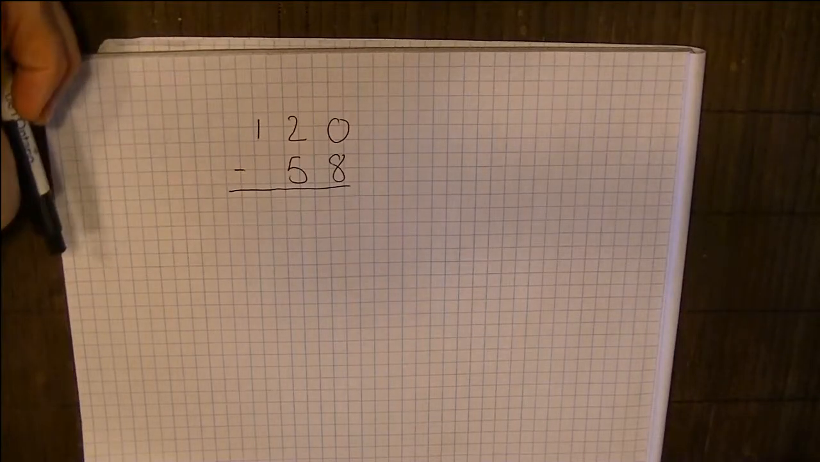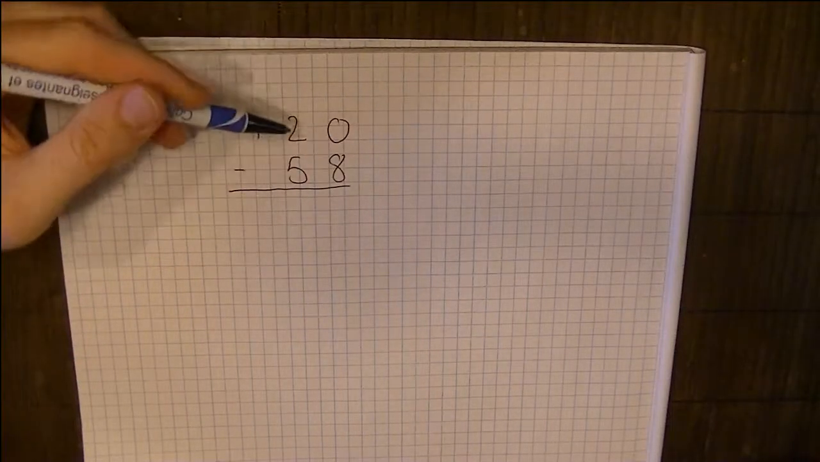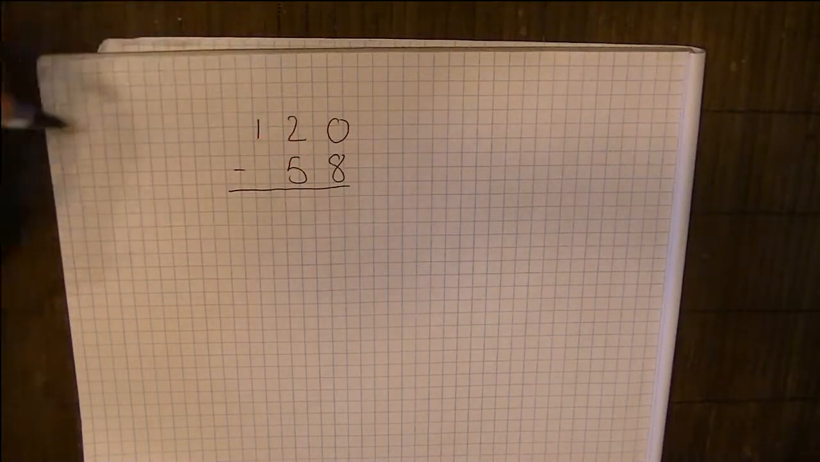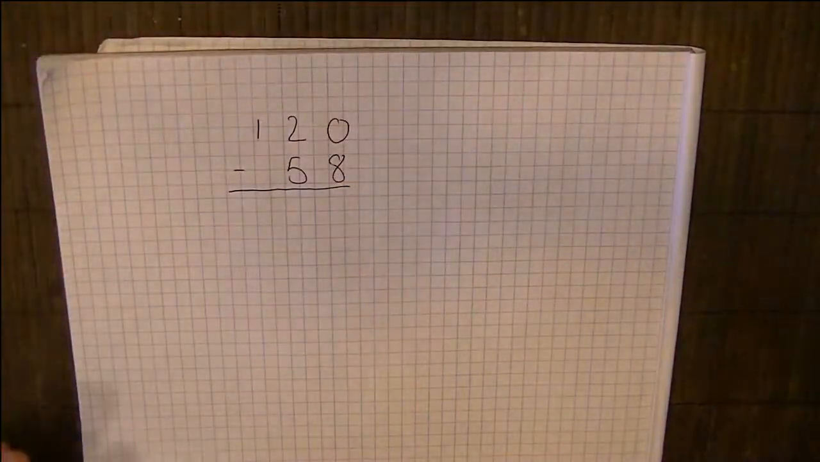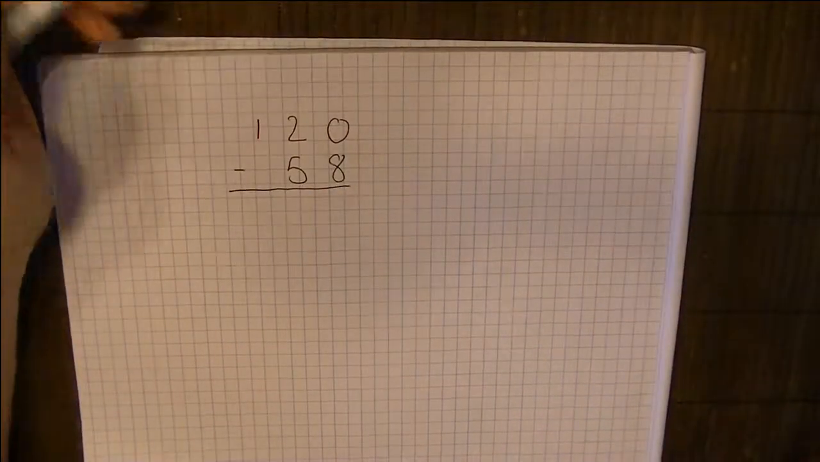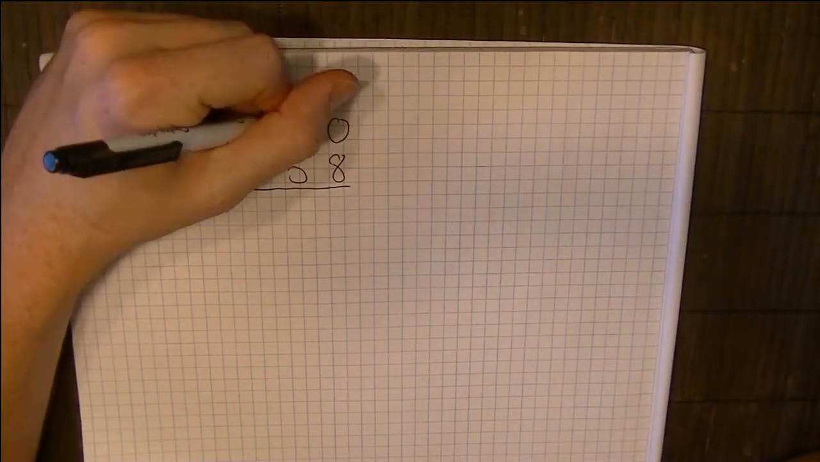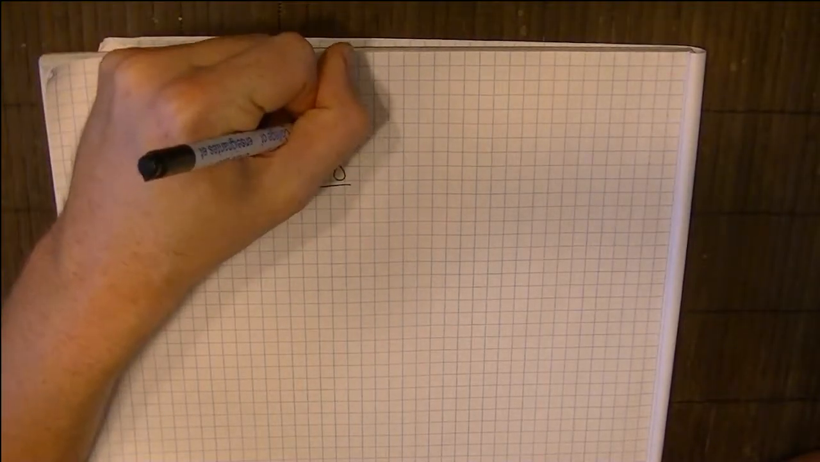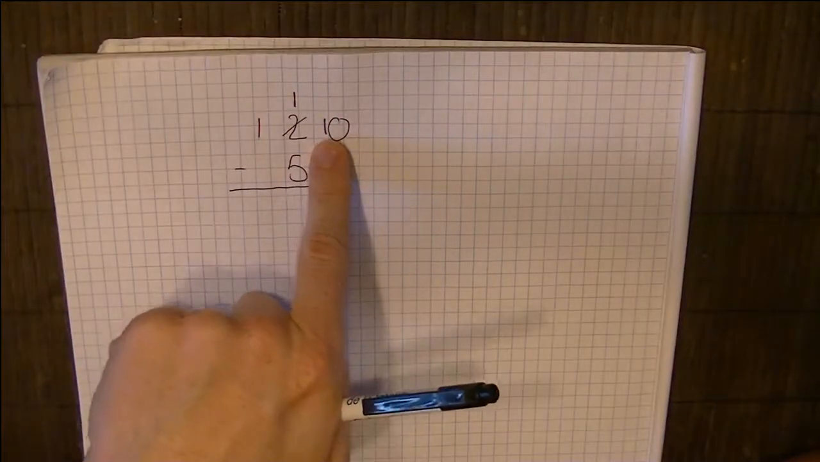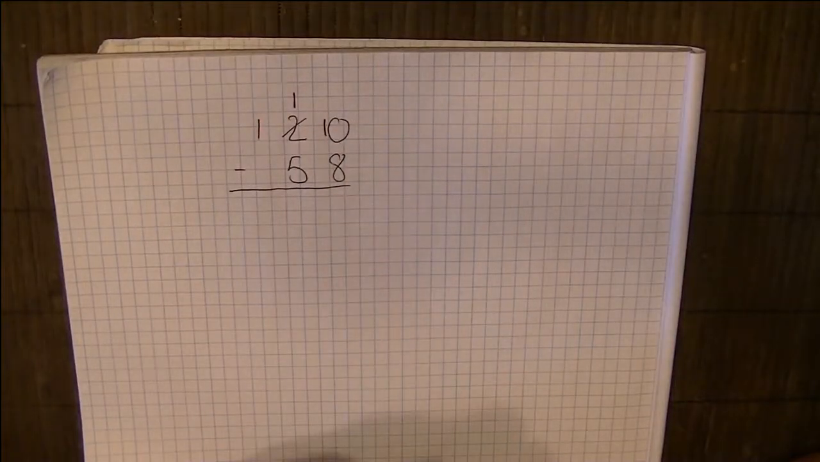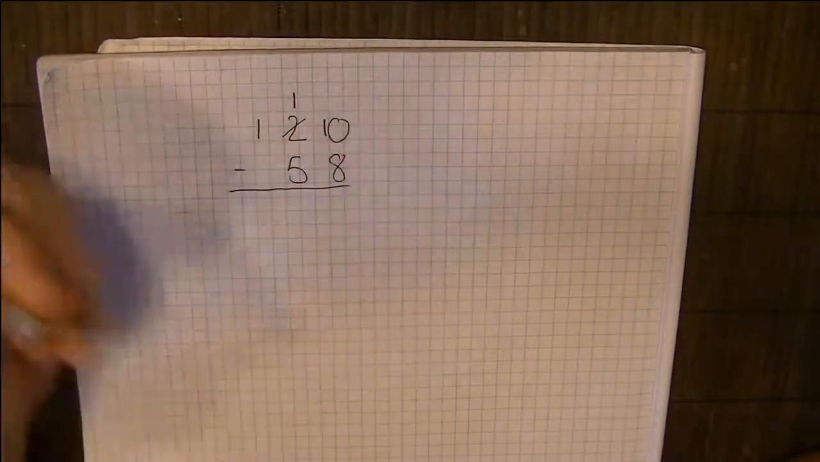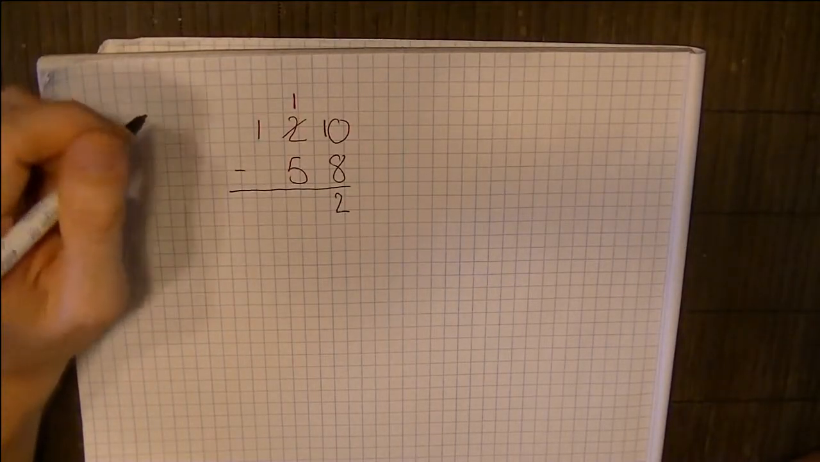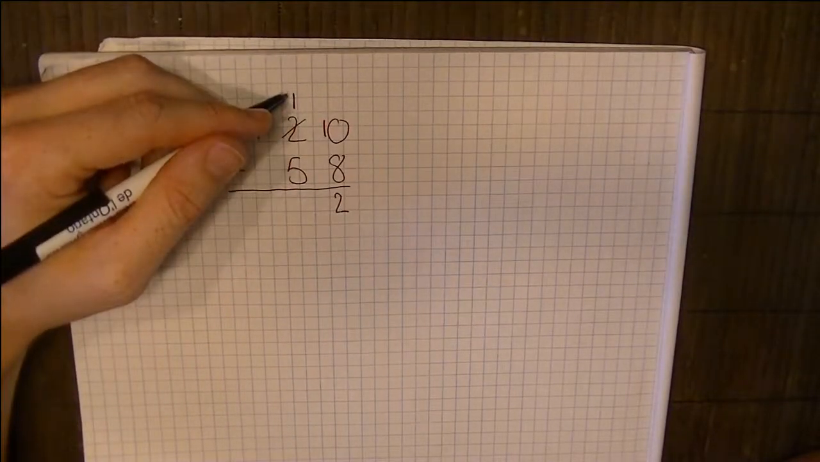So am I stuck? No, I'm not stuck. What I can do is I can borrow from the 2. So just like I would take one sunflower seed and it would magically turn into 10, I'm going to borrow 1 from the 2, and then this, rather than being 0, becomes 10, right? So this is now 10 minus 8, and that I can do. It's 2. Okay, cool.